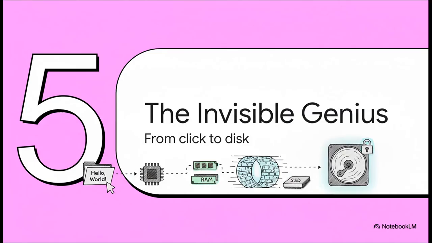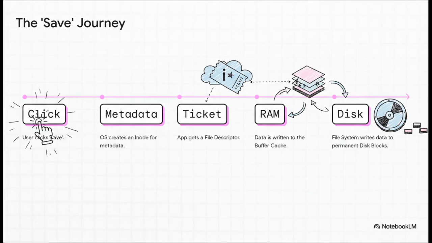Okay, we've looked at all the different parts of the puzzle. Let's put it all together and trace that journey one last time, from our hello world to its final destination. So that one little click you made, it kicks off this amazing domino effect. The OS creates an inode to hold the metadata. It hands your app a file descriptor, a ticket. Your hello world text gets zipped over to the lightning-fast buffer cache in RAM. And then finally, the file system looks at its map and writes the data from that buffer to its permanent home in some free blocks on the disk.